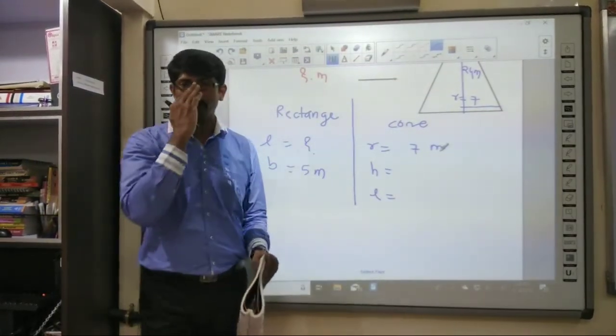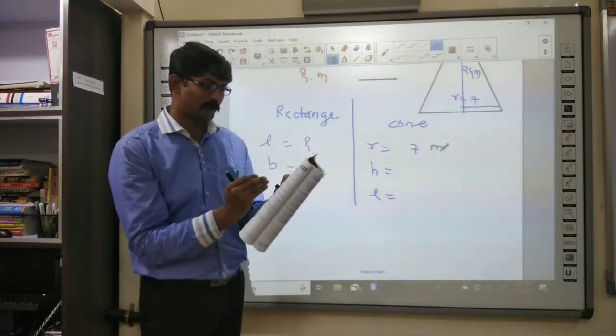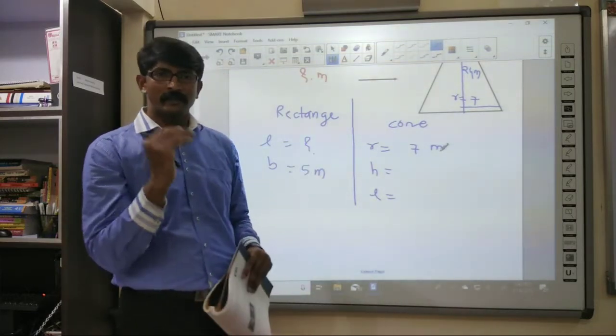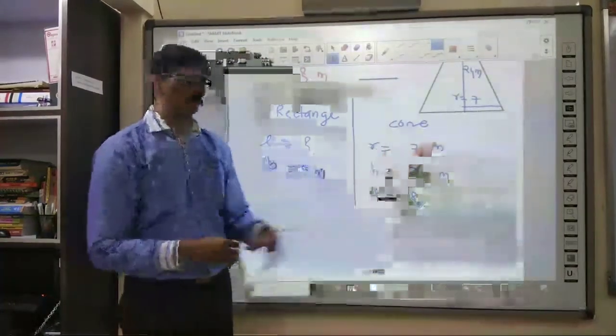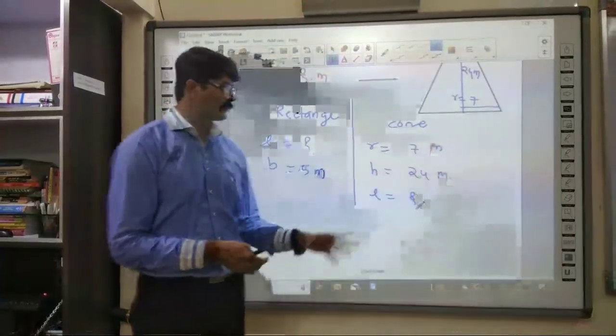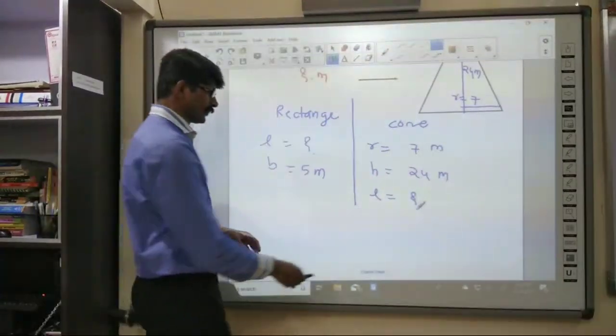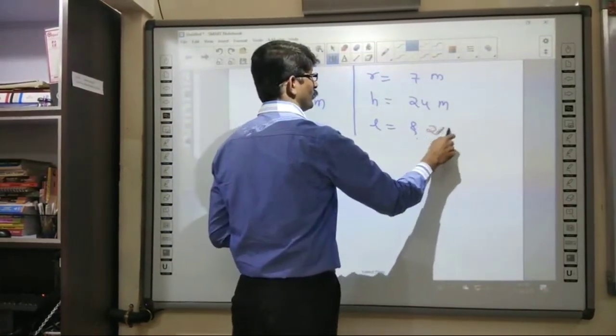Again over here, one more update. If your height is given, then we have to check very carefully which height is given. Is that the lateral height, root of r square plus h square? I know the Pythagorean triplet, so I'm using it: 7, 24 and 25. So the lateral height over here is going to be 25 meters.